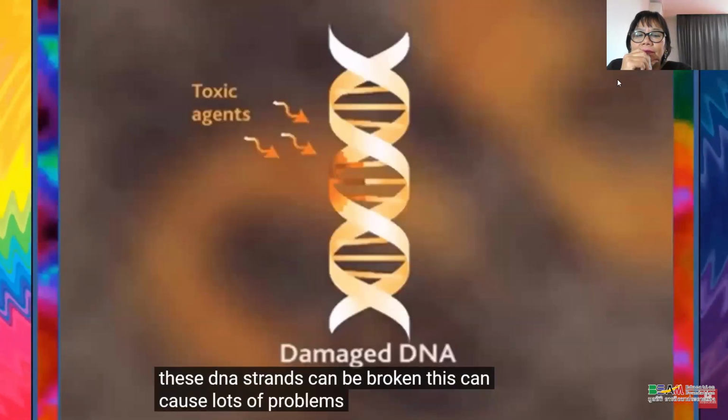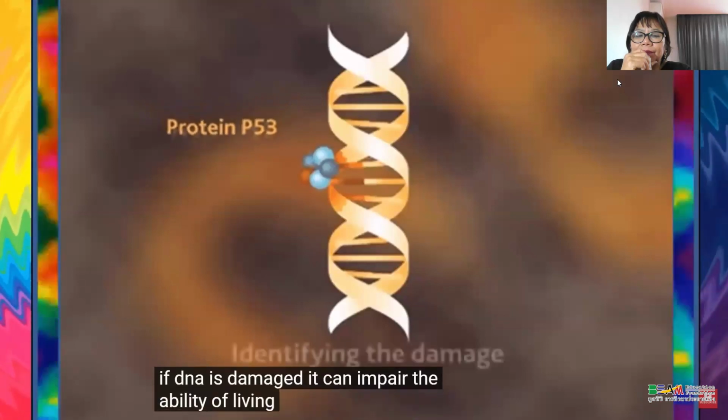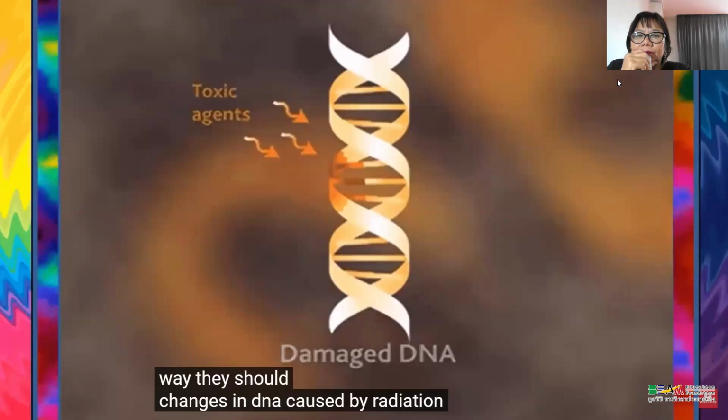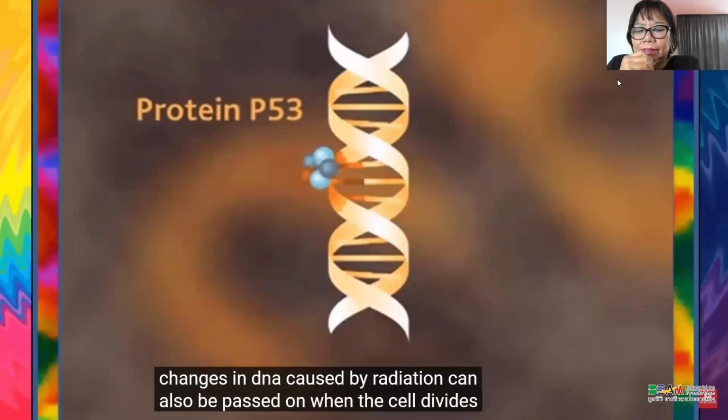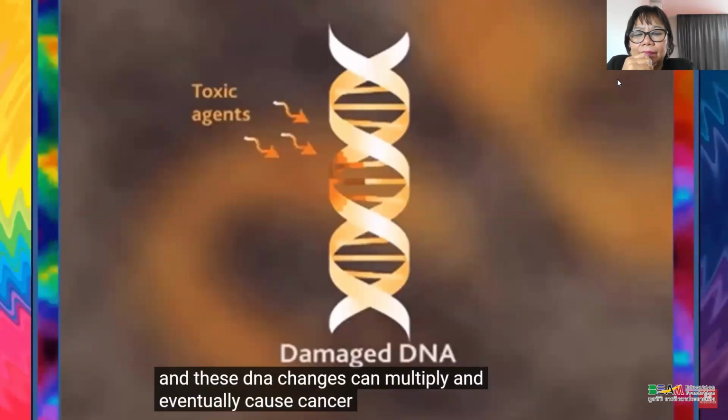This can cause lots of problems. If DNA is damaged, it can impair the ability of living cells to function the way they should. Changes in DNA caused by radiation can also be passed on when the cell divides, and these DNA changes can multiply and eventually cause cancer.